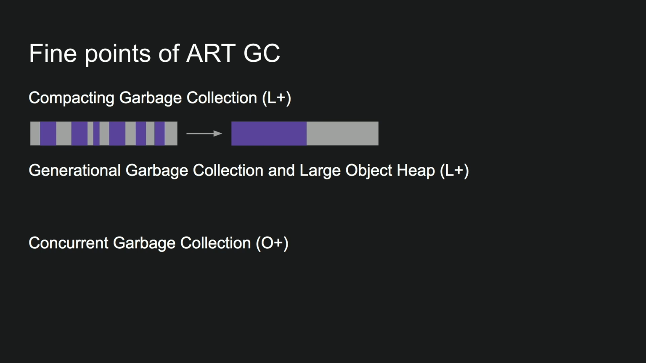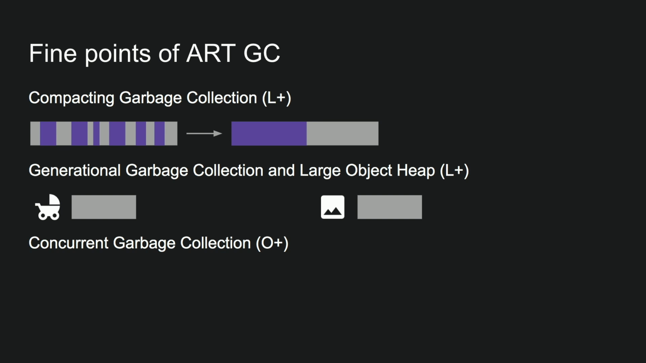So when you have objects that are being allocated and deallocated over time, you're going to get a fragmentation of the heap based on where you can allocate your objects at any given time. And what the compacting garbage collection can do is just move everything so that it's in a contiguous memory space, which is really nice.